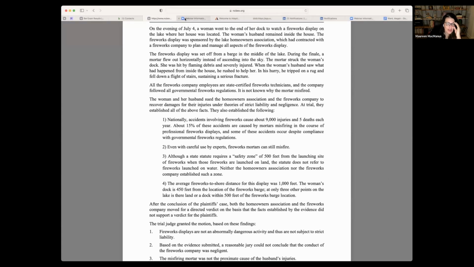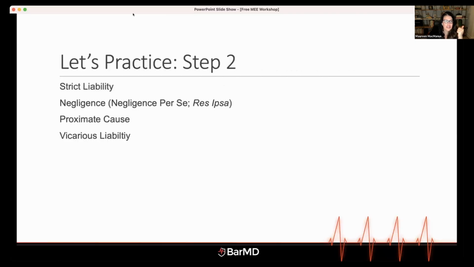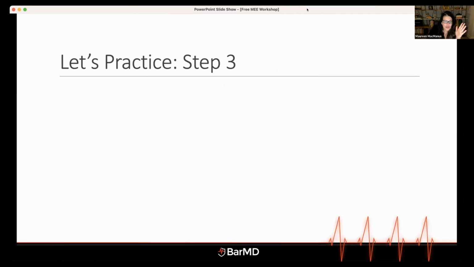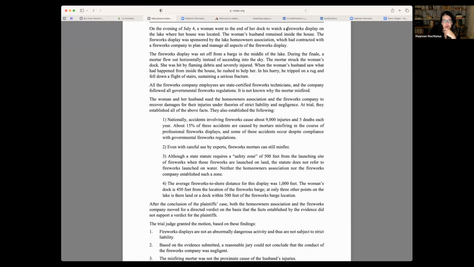All right, so I'm going to read it out loud. And actually, I'm going to take one step back. After reading the call of the question, I should have had, based on the call of the question, these issues: strict liability, negligence, proximate cause, vicarious liability. Those are the issues just based on the call of the question. Okay, so step 3 is what we're doing now. We're reading it. So let me go back to our fact pattern. On the evening of July 4th, a woman went to the end of her dock to watch a fireworks display on the lake where her house was located.